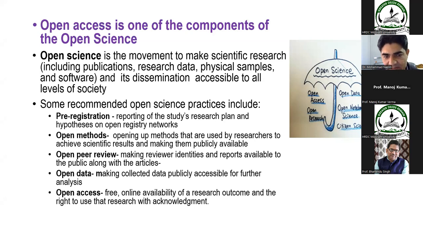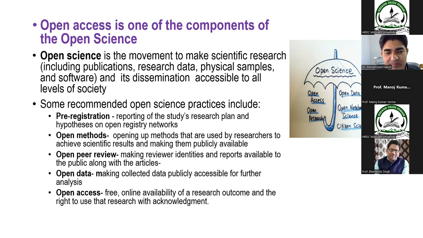That is, whatever methods a researcher adopted in his or her research should also be disclosed and made available to the public. Then the open peer review system. In the usual peer review, we submit the manuscript and it is sent to two or more peer reviewers, and the reviewers' report is not disclosed to the public. It is basically between the editor and the authors, but not for other people.